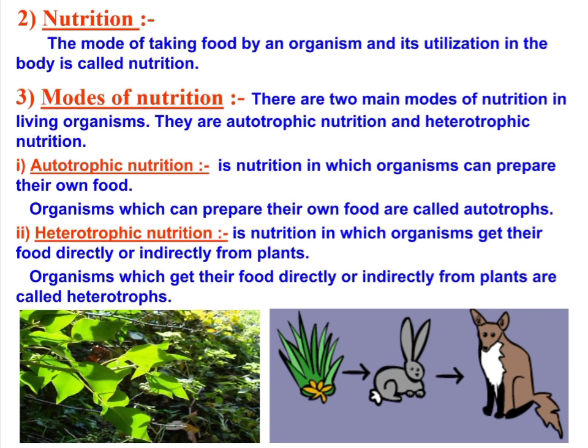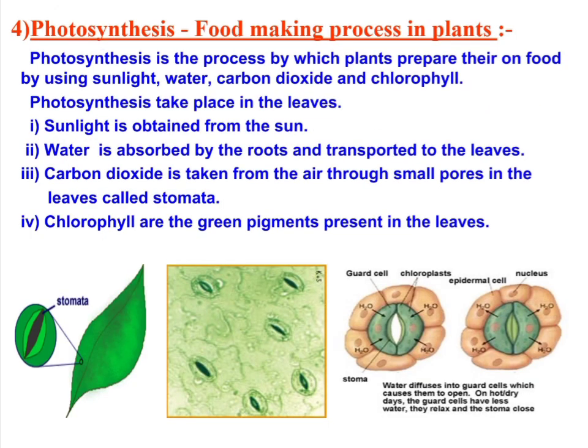Autotrophic nutrition is a nutrition in which organisms can prepare their own food. Organisms which can prepare their own food are called autotrophs. Heterotrophic nutrition is a nutrition in which organisms get their food directly or indirectly from plants. Organisms which get their food directly or indirectly from plants are called heterotrophs. We can see on the left-hand side it is an autotrophic plant, and on the right-hand side they are all heterotrophs. Okay, so let's see what is photosynthesis.